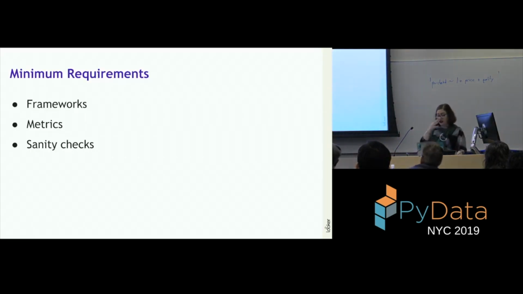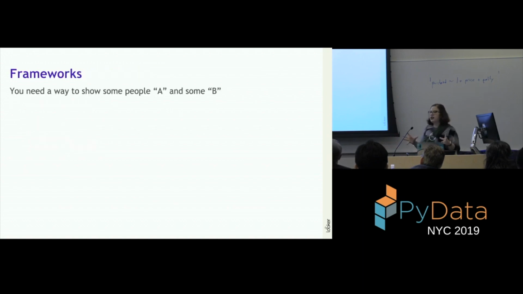So we're going to cover three things that you need: a framework, metrics, and then some sanity checks to run. The metrics are the thing that we as data professionals are really responsible for. Everything else, we're mostly sort of providing a checklist for other people, and again, that purveyor of common sense. So frameworks. Framework is how we actually show A versus B to different people. In order for our A/B test to work, we have to actually have that capability.